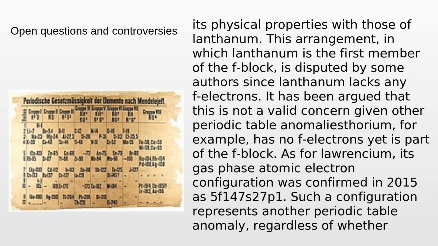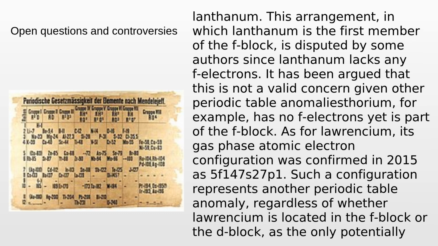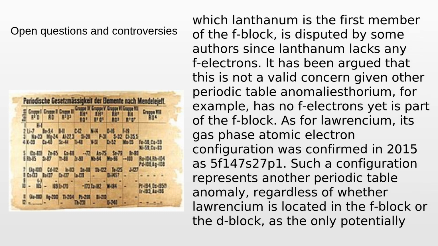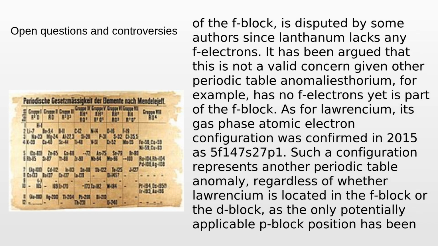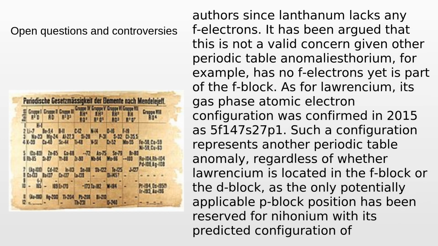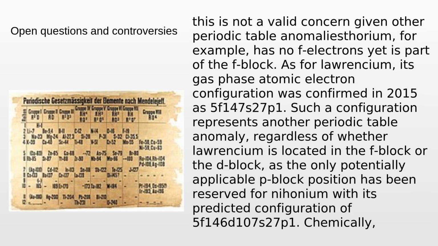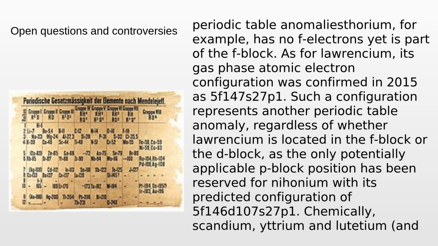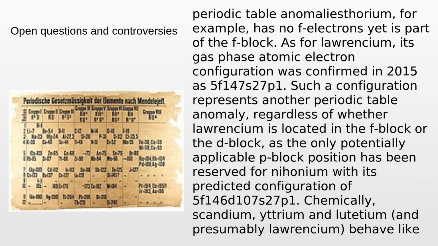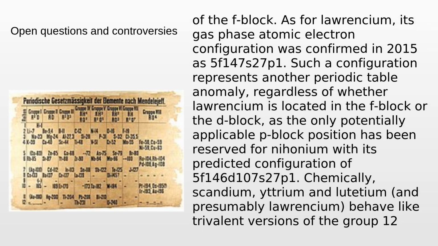is disputed by some authors since lanthanum lacks any f electrons. It has been argued that this is not a valid concern given other periodic table anomalies. Thorium, for example, has no f electrons yet is part of the f-block. As for lawrencium, its gas phase atomic electron configuration was confirmed in 2015 as 5f14 7s2 7p1.